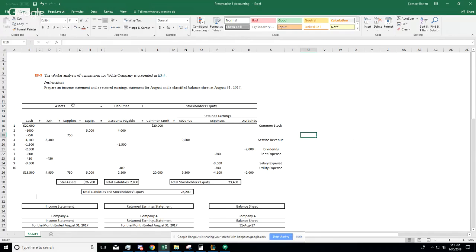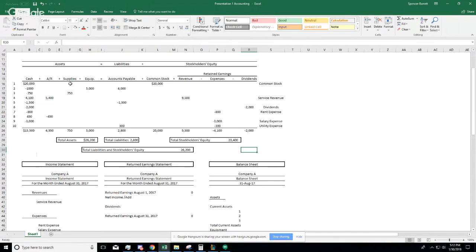And then obviously for each transaction, you can see exactly what happened. So for instance, subtracted 1,000 cash here, got 5,000 equipment, and we still owe 4,000 in accounts payable. So everything equals out. Now we do have common stock over here. Service revenue would be the 9,500. We paid 2,000 in dividends. We had a rent expense of 800, salary expense of 3,000 and a utility expense of 300. So all the totals are down below here.